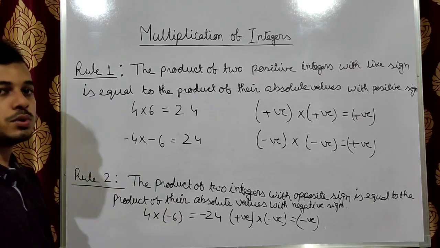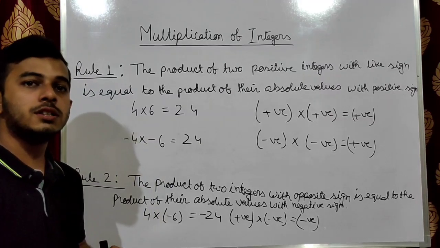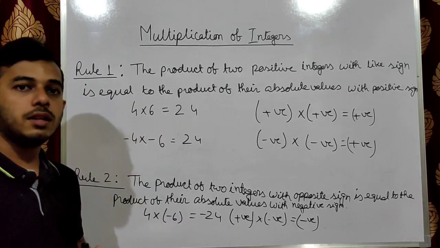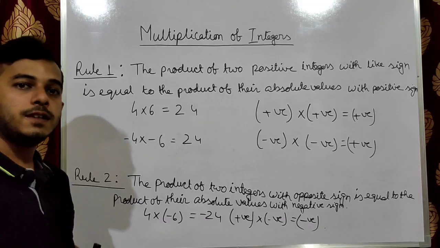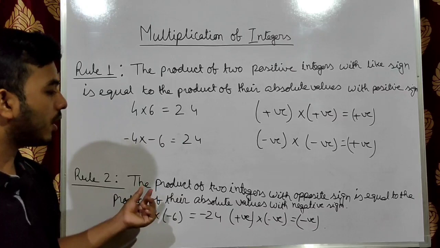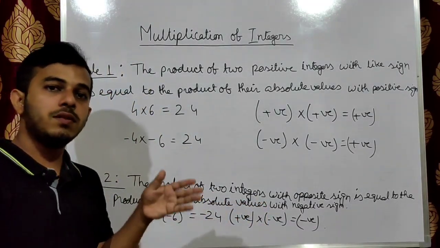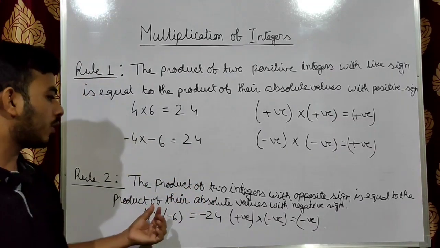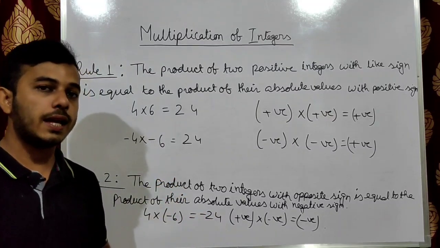Now in our first case, both the signs of the integers were the same, either positive or negative. So the next case will be that the signs of both the integers may not be the same. If they are not the same, we will follow this rule. The product of two integers with opposite sign, that is, if one is positive, another will be negative, is equal to the product of their absolute values. In that case also we will find the product of their absolute values. Clear?